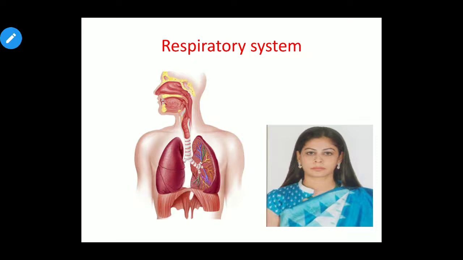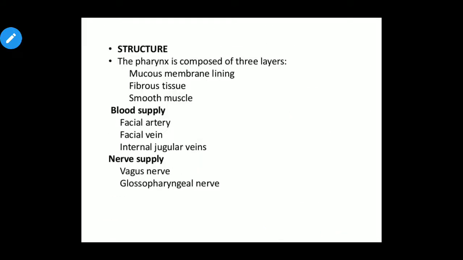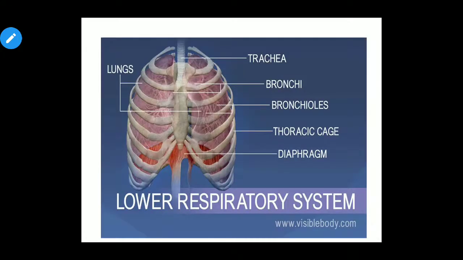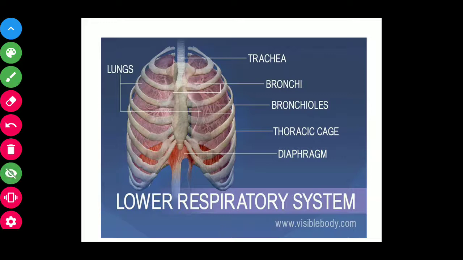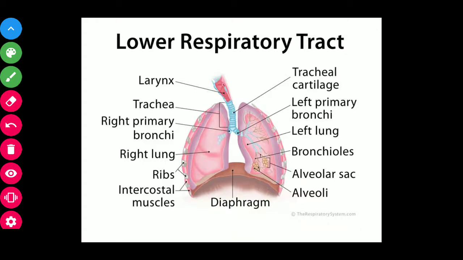Hi everyone. Last class we discussed the respiratory system. Under that we discussed the upper respiratory tract. Let's see the lower respiratory tract. The lower respiratory tract contains the trachea, bronchi, bronchioles, lungs, and diaphragm. So first, let's see the trachea.